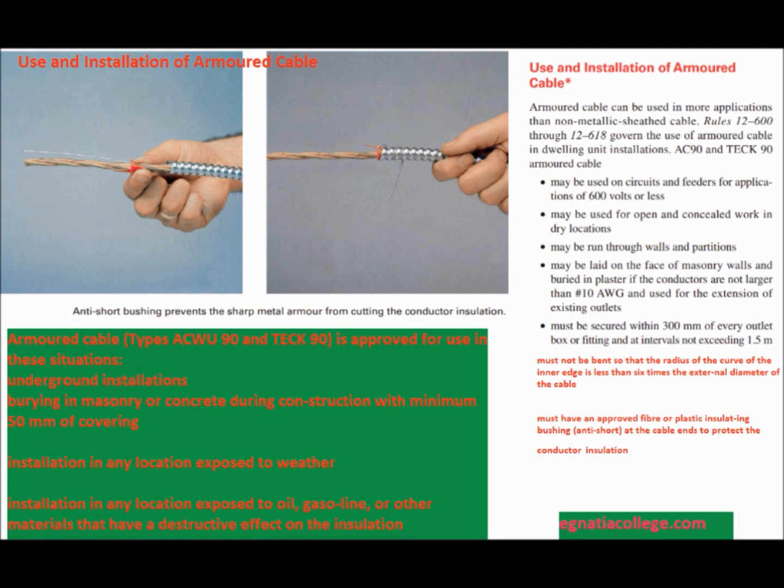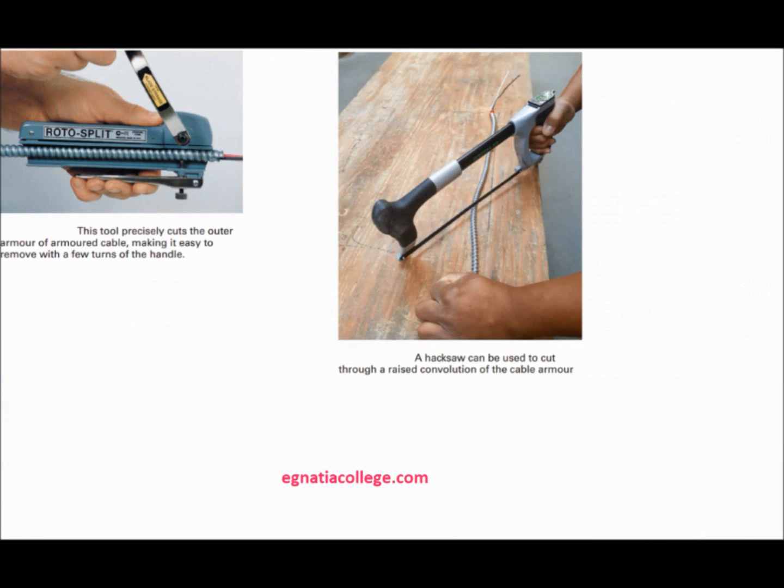To remove the outer metal cable armor, you should use a tool like the one shown in this figure, or a hacksaw as shown in the figure beside.